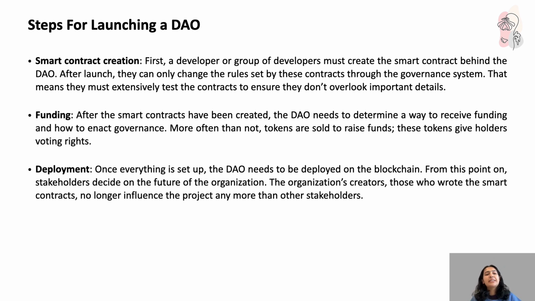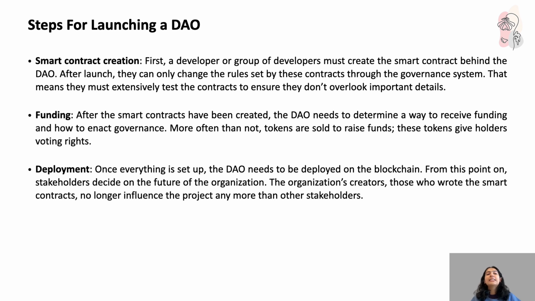Then coming to the final step, deployment. Once everything is set up, now the DAO needs to be deployed on the blockchain. From this point on, stakeholders decide on the future of the organization. The organization's creators, those who wrote the smart contracts, no longer influence the project any more than other stakeholders.